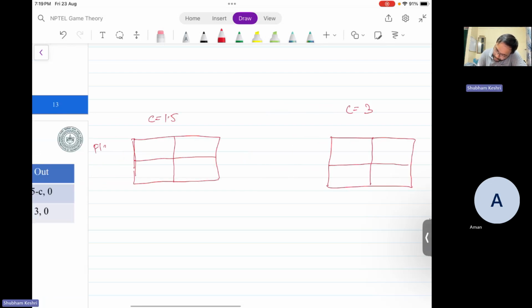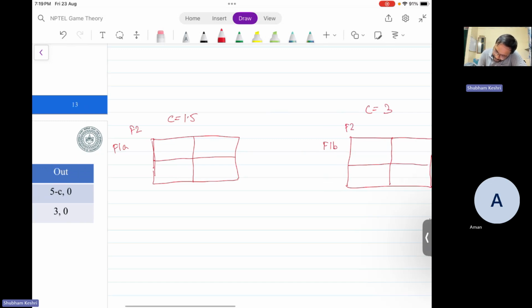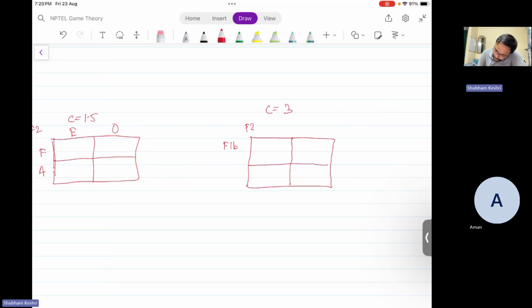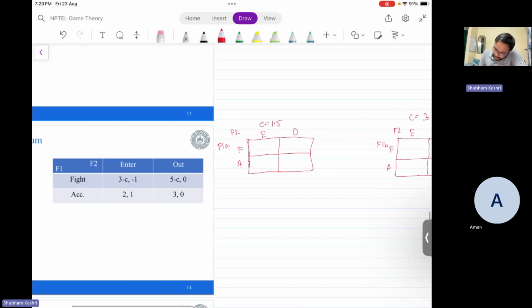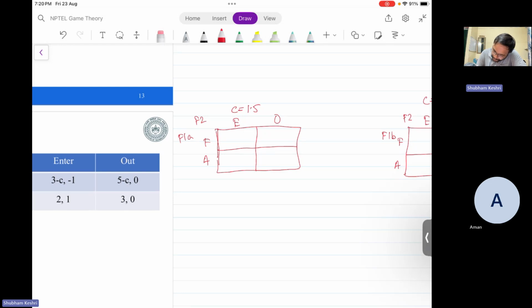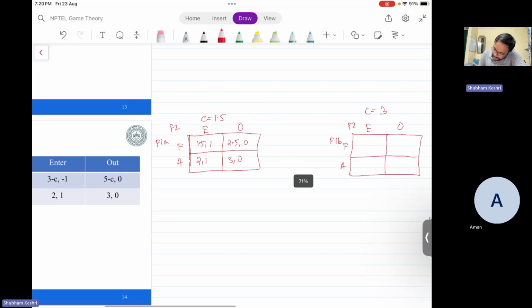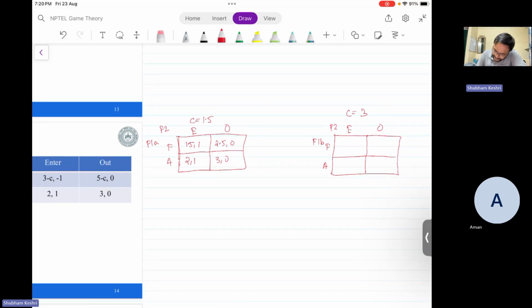So this is firm 1A, firm 1B, this is firm 2, and this is firm 2. Firm 1 can either fight or accommodate, firm 2 either enter or remain out. Firm 1B can also fight or accommodate, firm 2 can enter or remain out. So when C is 1.5, the utility is 1.5 comma 1. This is 2.5 comma 0, this is 2 comma 1 and 3 comma 0. Again, when C is 3, this is 0 comma 1, this is 2 comma 0, 2 comma 1 and 3 comma 1.